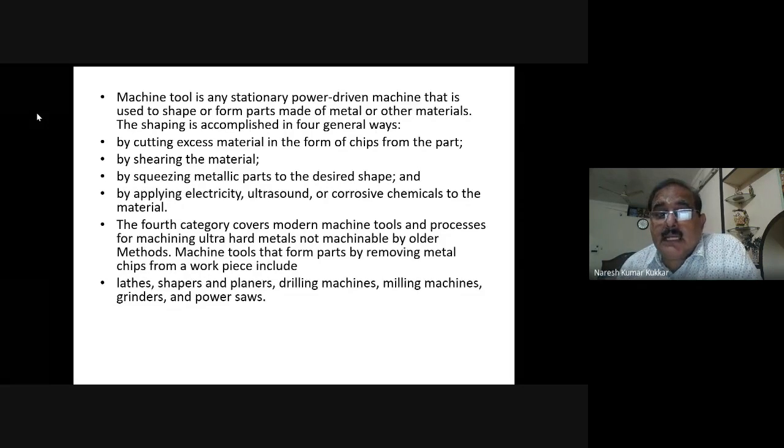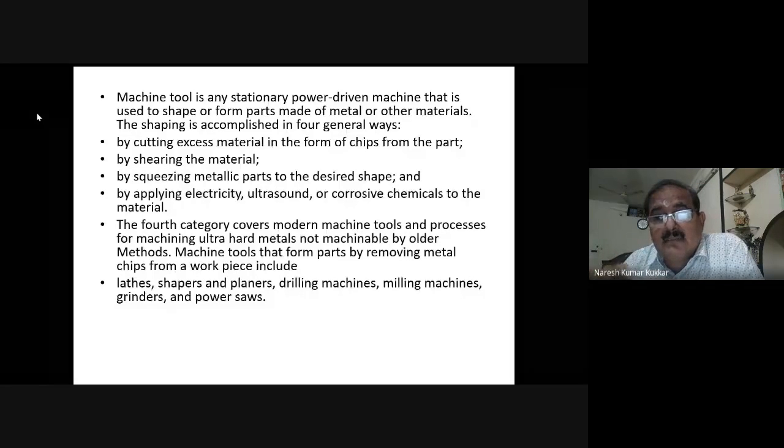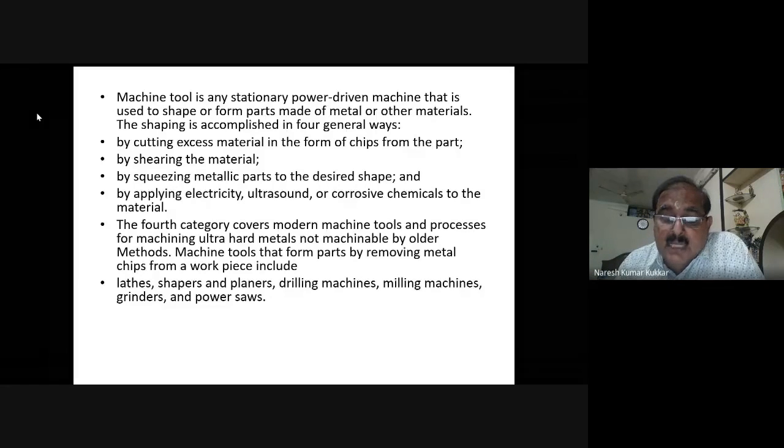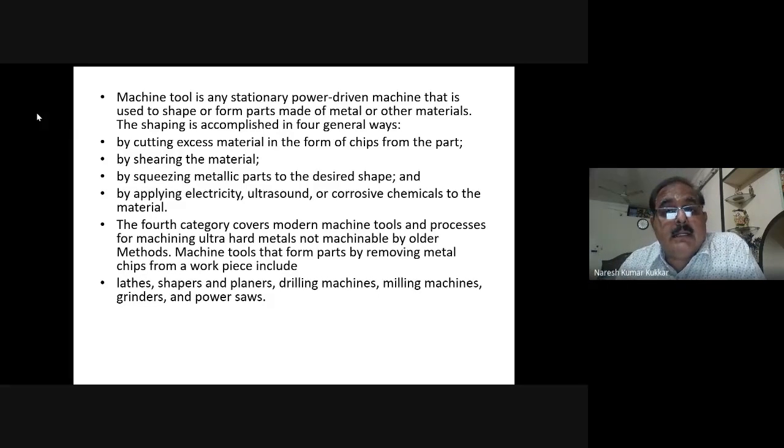Number one, by cutting excess material in the form of chips from the part. Like if you want to make a shaft, you cut excess material from the stock to create that shaft. Maybe it's a countershaft, a lathe shaft, or a transmission shaft. Different types of chips are cut from the material to create a shaft required in a transmission, lathe, or any engine.